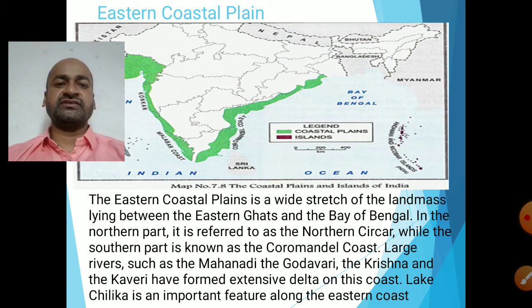The large rivers such as the Mahanadi, Godavari, Krishna and Kaveri have formed extensive deltas on this coast. Lake Chilka is an important feature along the eastern coast, and this is the particular location of Chilka Lake. Yes, it lies in Odisha.